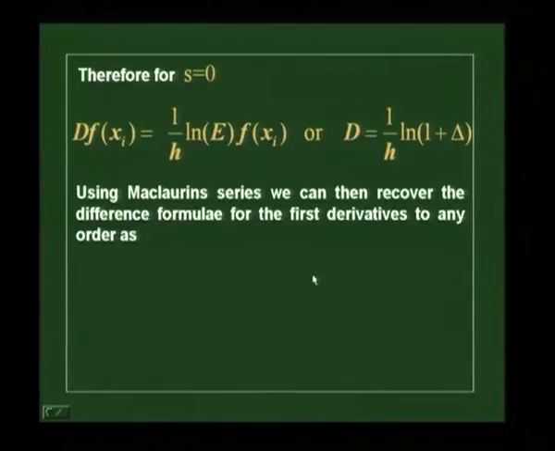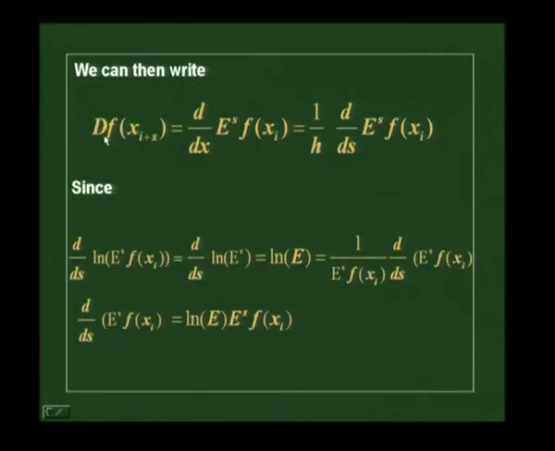Okay, so now how am I going to use this? So for s equal to 0, we need to do that. We just said that D of f of x_i plus s is 1 over h d by ds of e to the power of s f of x_i. But we are saying d by ds of e to the power of s f of x_i is log e to the power of s f of x_i.